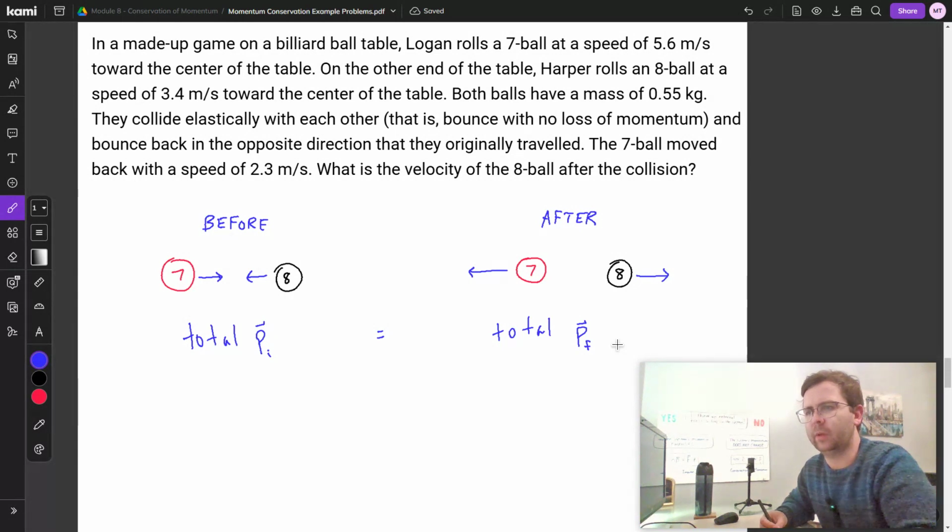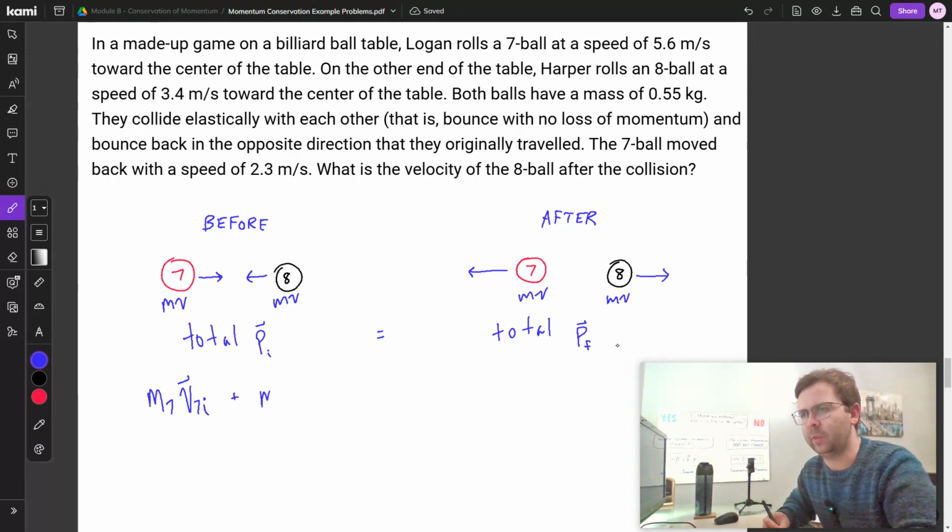So to find the total initial momentum and the total final momentum, we simply need to add up the mass times velocity of each ball before and after they collide. So mv all around. I'm going to label this mass of the 7 ball m7, times the velocity of the 7 ball. But I need to specify it's the velocity of the 7 ball before the collision, not after the collision. So I'm going to write v7i to be initial velocity. So that's the initial momentum of the 7 ball.